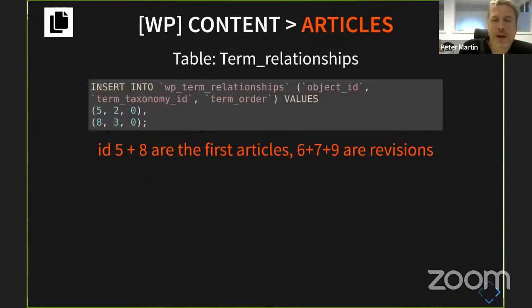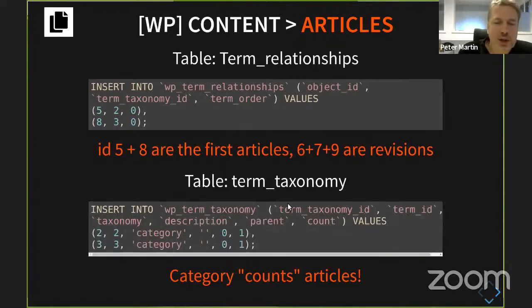And it will create relationships. What you can see here is number 5 and number 8. These are the first time I created such an article. And the ones with 6, 7, and 9, those are revisions. So it only stores the first one here in the relationships table.